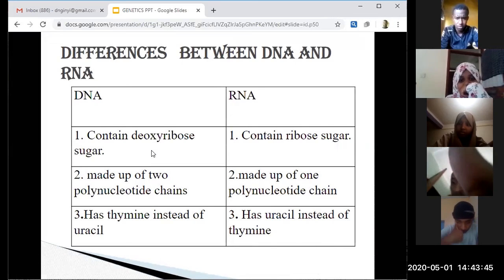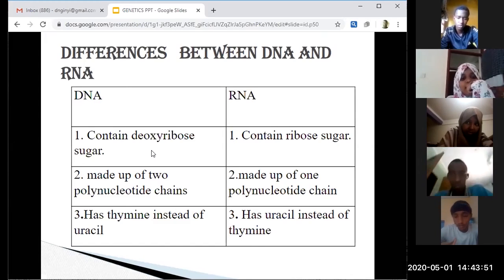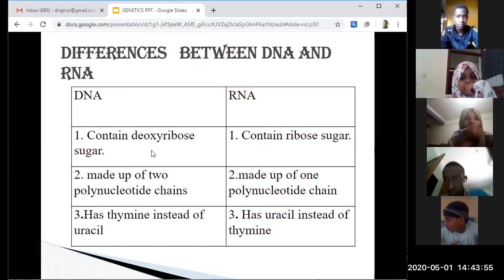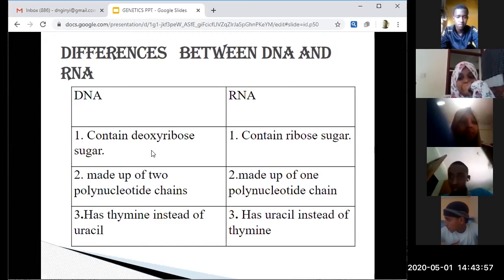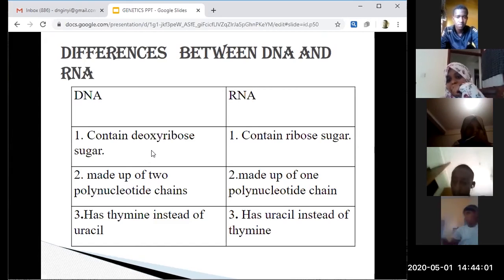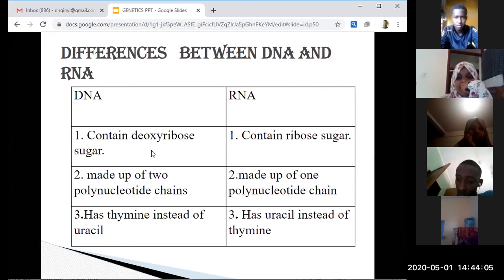Now, from our video and from what I had discussed earlier, I think it's possible to give the differences between DNA and RNA. So you can see one of the differences is the type of sugar we have. In DNA, it is deoxyribose sugar. We have ribose in RNA.